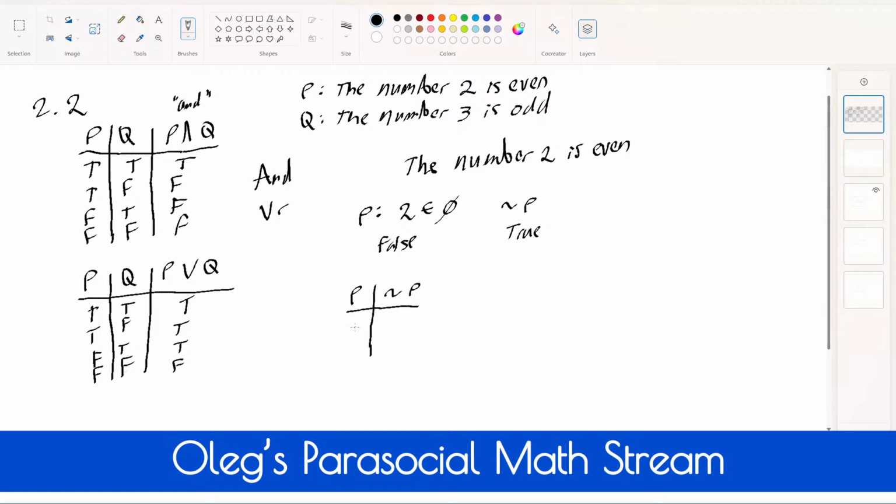Notice here, if P is true, not P is false. If P is false, not P is true. Okay, pretty simple stuff. You could think of it in terms of A and the complement of A, right? There's no overlap. It's either one or the other, but you can't have both.